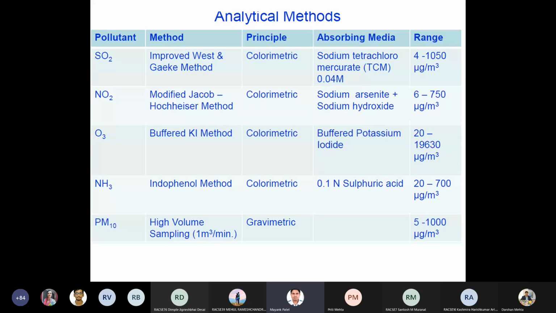Then the analytical method for the various pollutants in the stack.